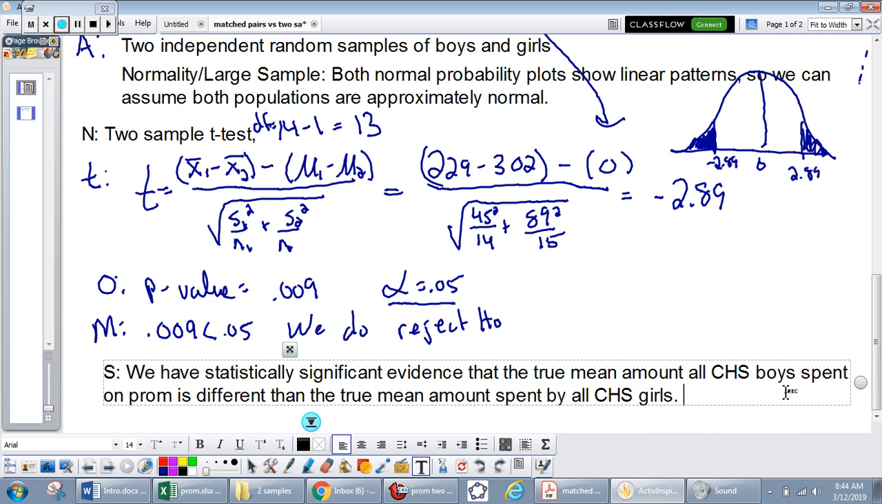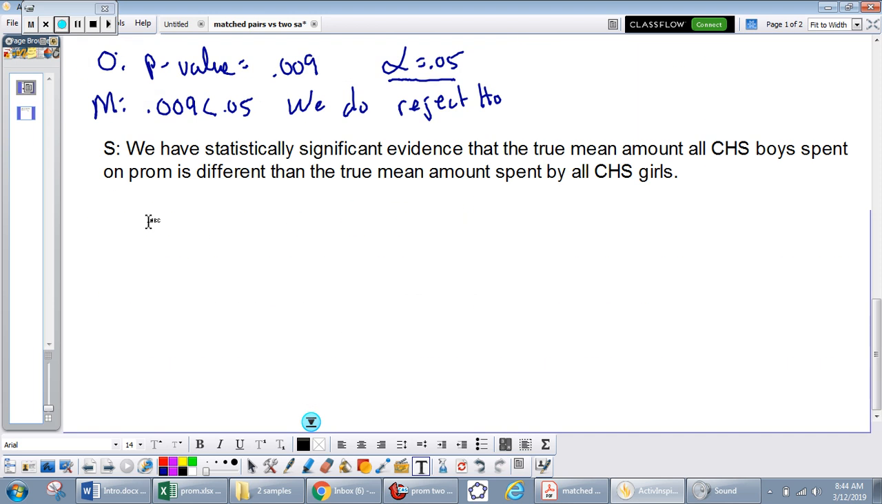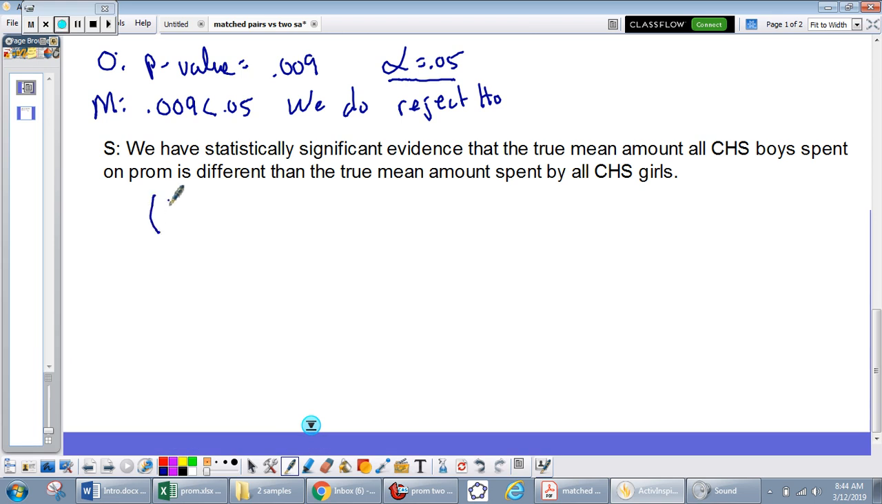Okay, but that's all that we've said. We've said that they're not equal to each other. So let's add a little more into this. Let's add a confidence interval. All right, so our formula for a confidence interval looks like this. Same formula from before. So x bar 1 minus x bar 2 plus or minus t star square root of s1 squared over n1 plus s2 squared over n2.